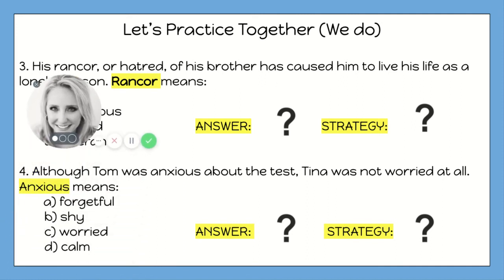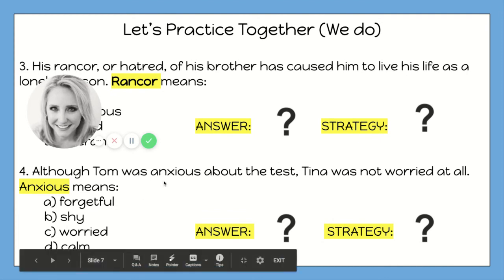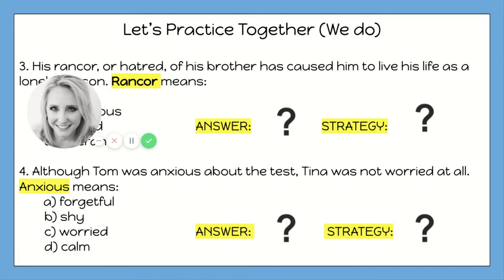Number 4. Although Tom was anxious about the test, Tina was not worried at all. Anxious means... Think about how Tom was feeling. Think about how Tina was feeling. Tom was forgetful about the test. Tom was shy about the test. Tom was worried about the test. Tom was calm about the test. Eliminate one choice, please.